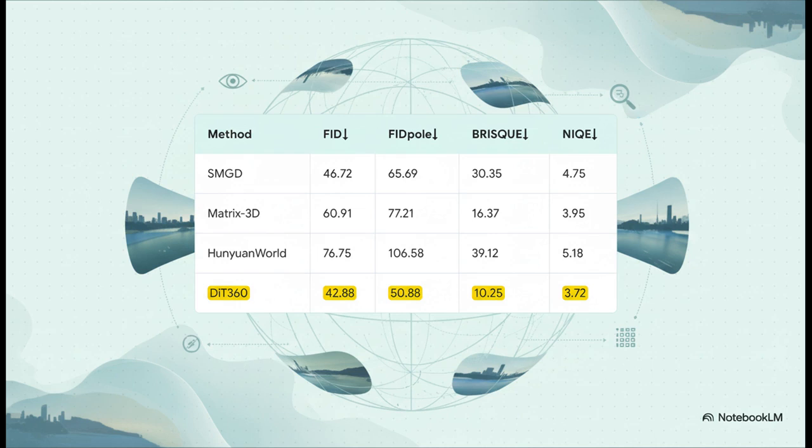The only thing you need to know is that for all these scores, lower is better. Let's look at FID. That's the standard score for realism. DiT360 gets the lowest score, so it's the most realistic. Simple. Now look at FID poll. This is a special metric they invented to only score the quality of the top and bottom of the image. And look at that. DiT360 wins by a mile. This is the hard data that proves their cube loss idea is a massive success.